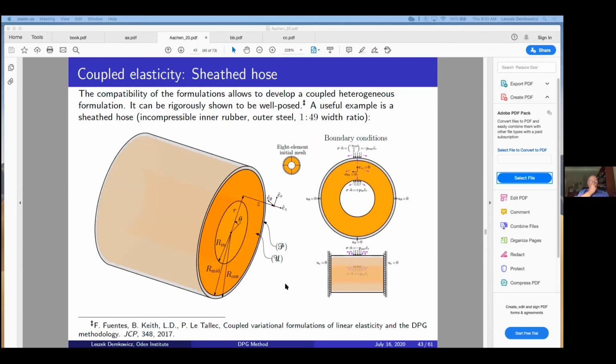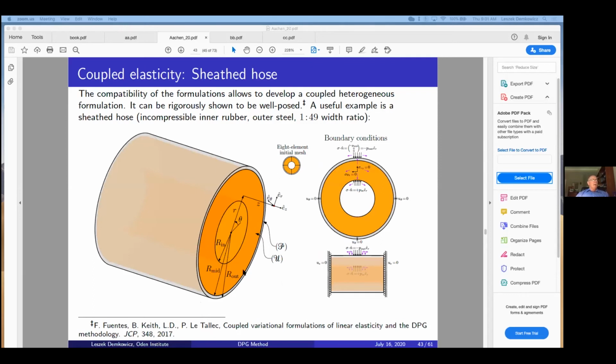Another example was solved in collaboration with Professor Patrick Le Tallec from Paris. This is a challenge problem that Patrick came up with. It is an incompressible, or nearly incompressible, rubber cylinder.